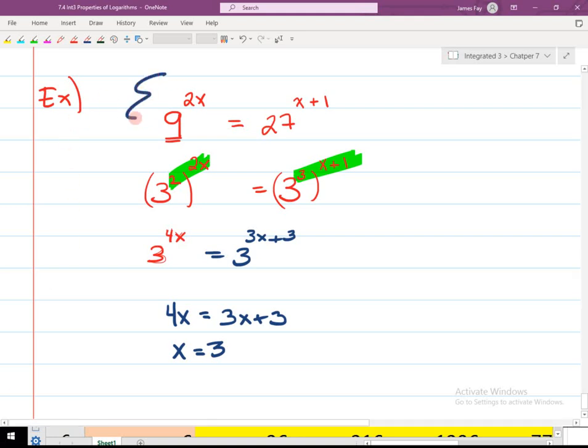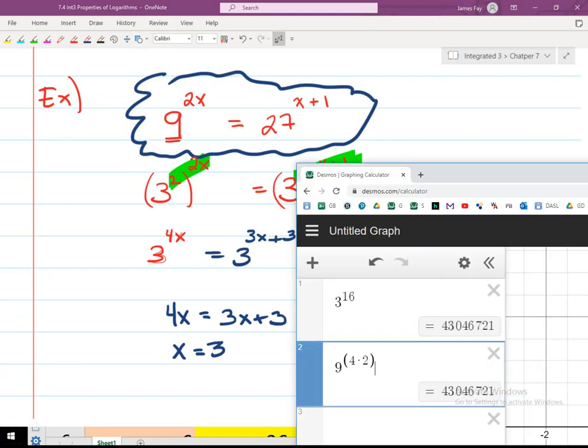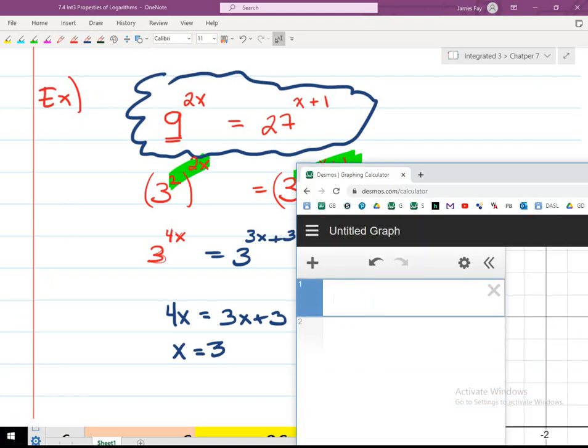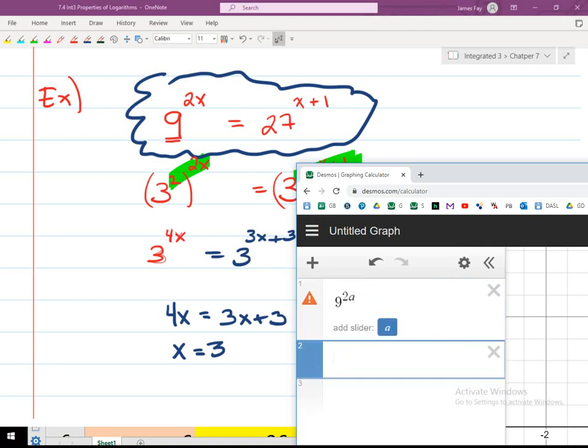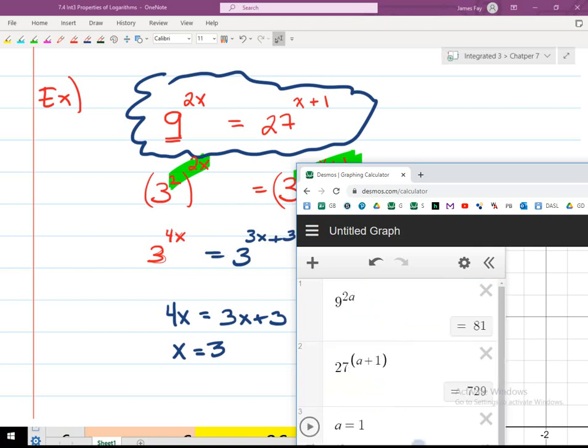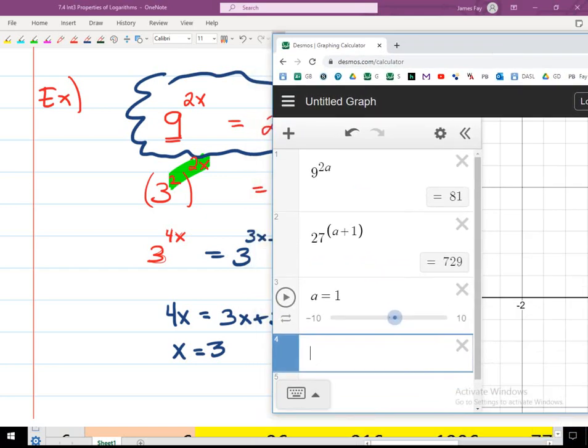Now, we've done a lot of work there, so I'm going to go back to Desmos and see if that works. If I type in 9 to the 2a and type in 27 to the a plus 1, now if I make a go to 3, does it give me the same result? That is the only value in which those two exponential expressions are equivalent to one another.